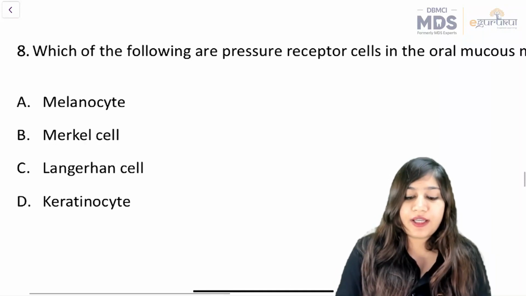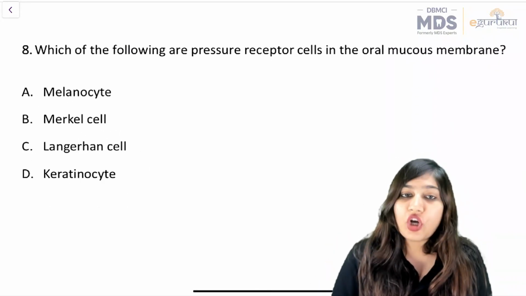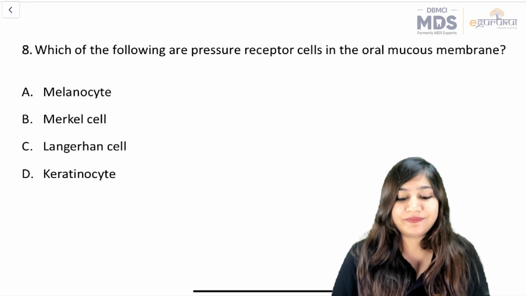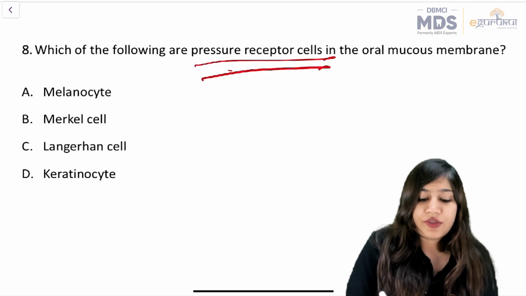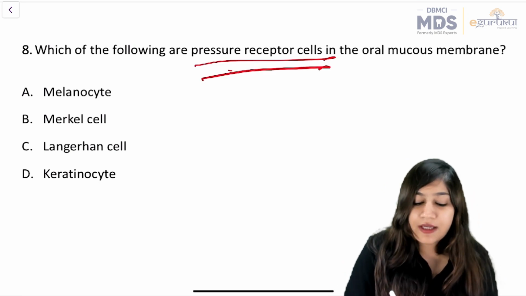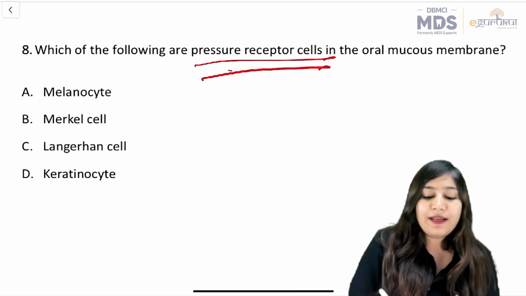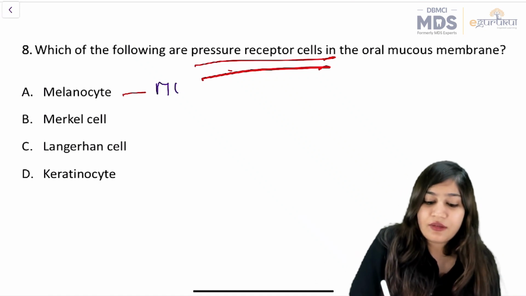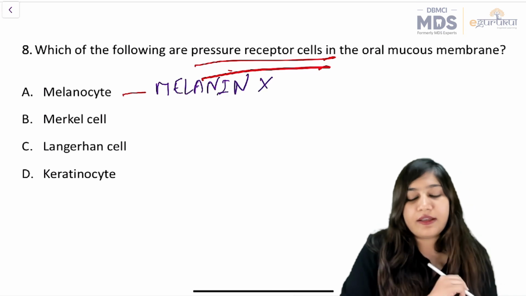Now coming to again dental histology question. Which of the following are pressure receptor cells in oral mucous membrane? Is it melanocyte, Merkel cell, Langerhans cell, or keratinocyte? Melanocyte mainly produce what? Melanin, right? So this option is incorrect.